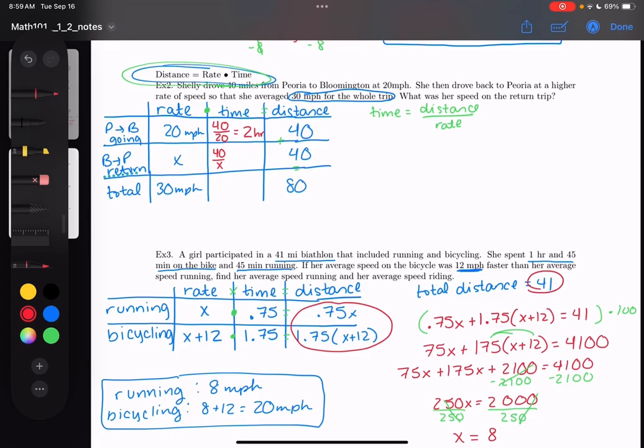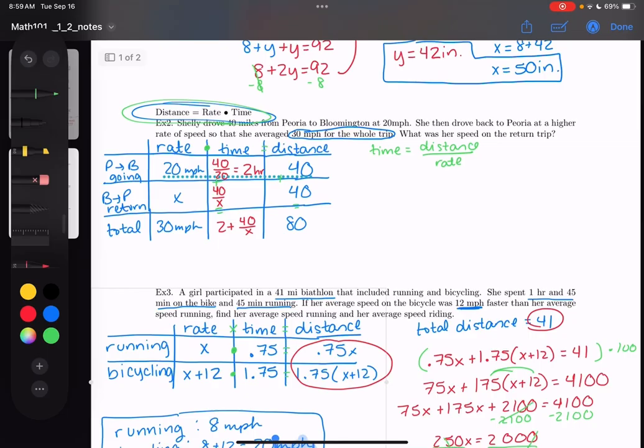And then for my last part here, I'm going to go ahead and add my times together. So if I add my times together, that should equal my total time. So that's going to be 2 plus 40 over x. Now I'm going to use my total row here to go ahead and write an equation, and then that's what we're going to solve.